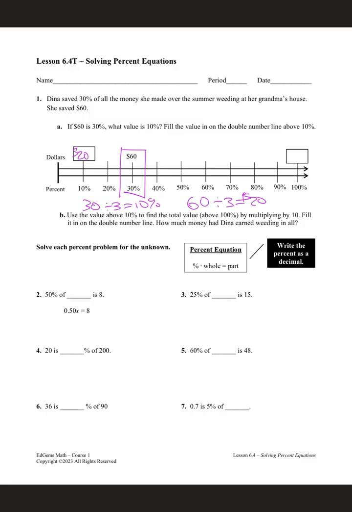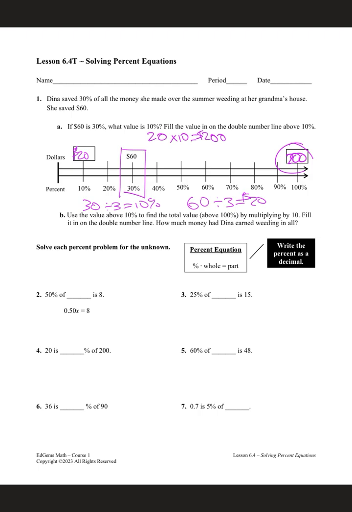All right, so what we can do now, to find out what she made at 100%, is we can take $20 and multiply that by 10. Writing this a little bit easier so it's nicer. We can take 20 and multiply it by 10, because 10 times 10 is 100%. So 20 times 10 is going to give us the total amount that she made, which is $200. So that's $200.